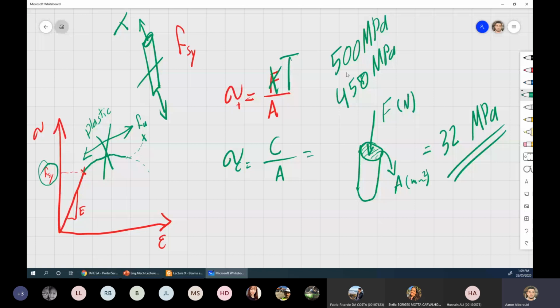So if I say the yield stress for steel is 500 MPa, that means I can apply a force on a certain area. The force here in Newton, the area in millimeter square. If I divide this by that, that will give me 500 Newton per millimeter square, which is MPa. So that will be a huge force compared to a small area, because I've got the ratio between them, 500.